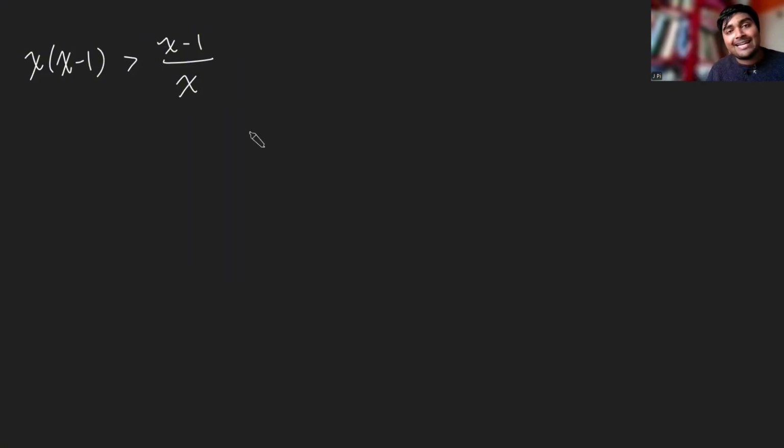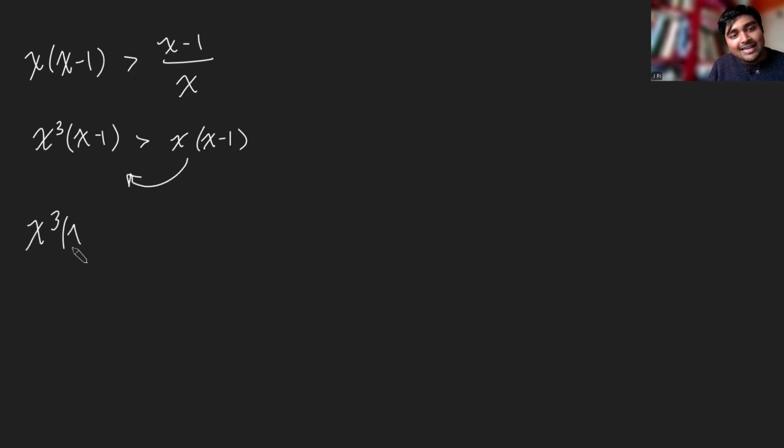So we multiply both sides by x squared. And the great thing about this is it's positive. It won't change the sign. So this will become x cubed times x minus 1 is bigger than, and then this right-hand side here, one of the x's will cancel out, and you're left with x times x minus 1. So x cubed times x minus 1 is bigger than x minus 1. Cool. Let's shove everything onto one side and make it bigger than 0. So I'll bring this onto this side, and we get x cubed times x minus 1 minus x minus 1 is bigger than 0. Okie dokie, cool.